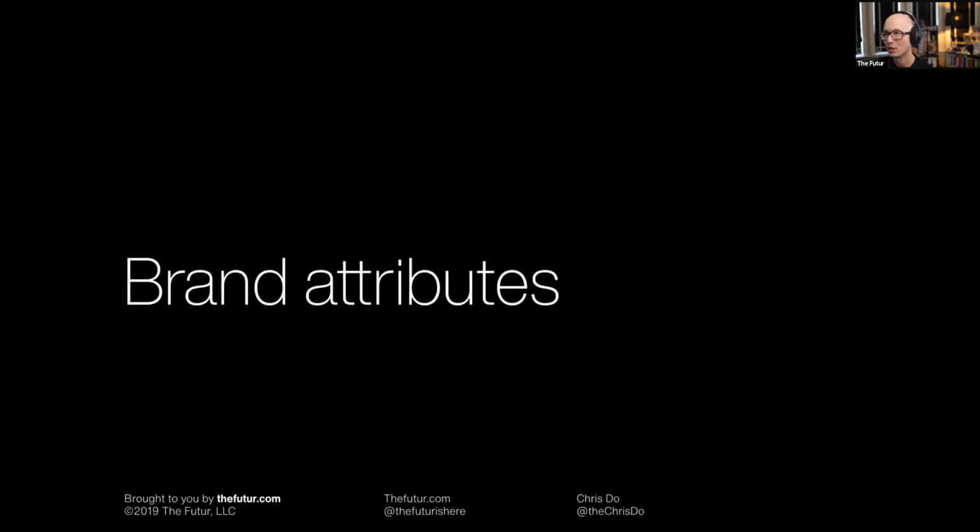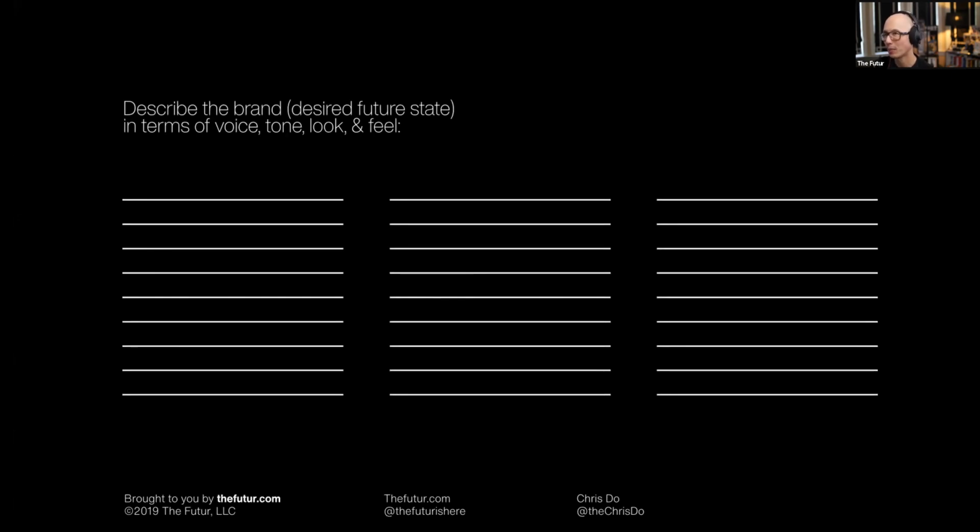Okay. So what you have to do is start off with brand attributes. And I'm just going to give you the prompt. The prompt is something like this. Describe the brand in a desired future state, not today, where you'd like to take it in a year or two, in terms of the voice, tone, look, and feel. The voice and tone describe how we're going to speak to other people. Are we inclusive? Is it warm? Is it lighthearted? Is it charming?